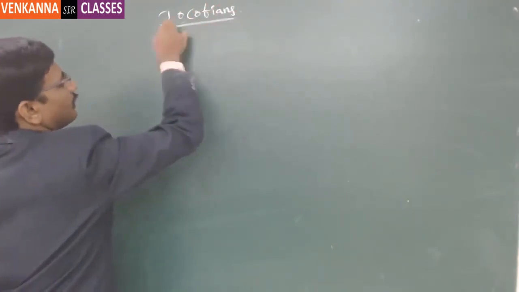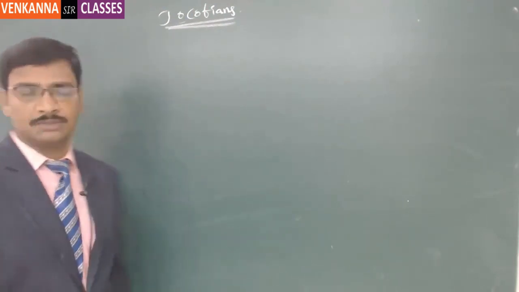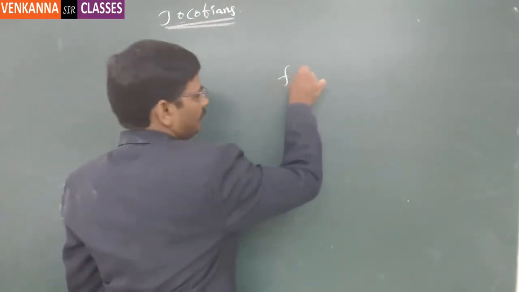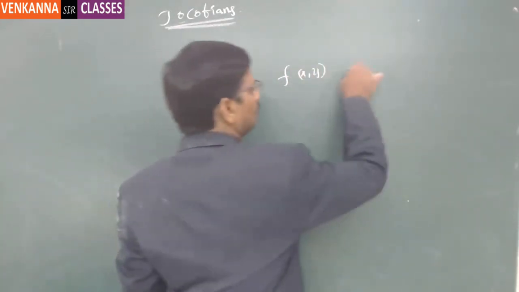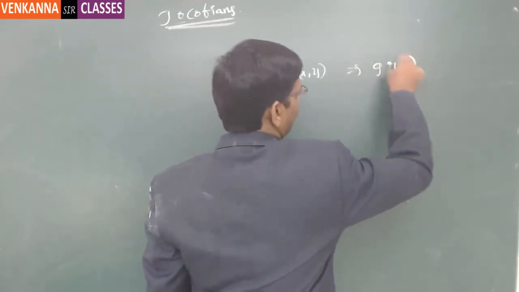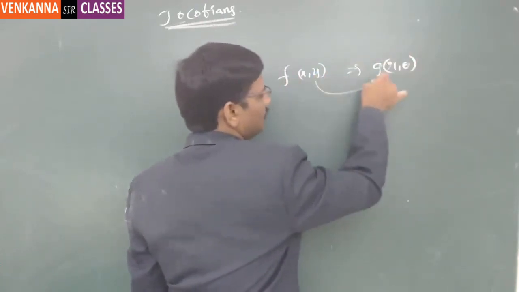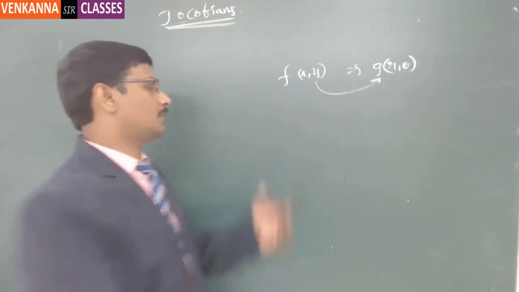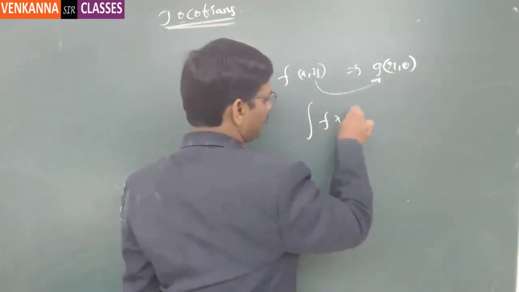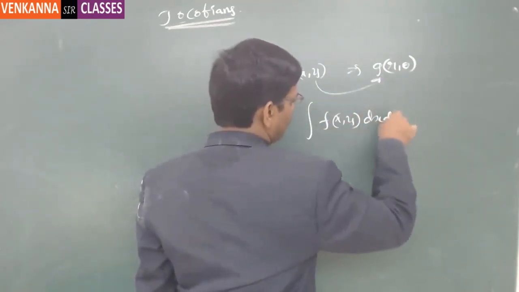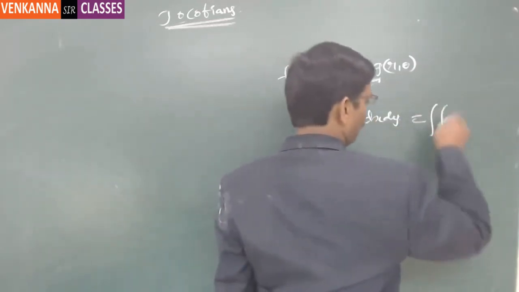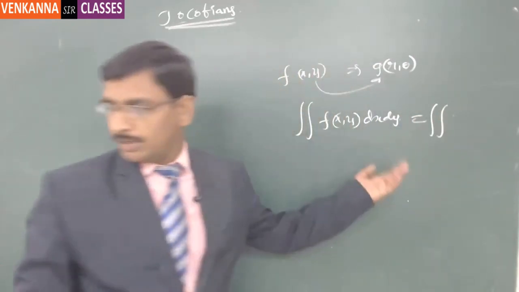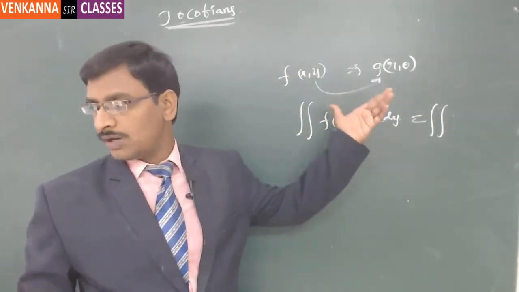So these Jacobians arise when we have the conversion from one coordinate system to another. Suppose we have the coordinate system x comma y, and you want to convert it into r comma theta. Suppose I have a double integral of some function f of x comma y dx dy. Now, if you want to convert this double integral into a double integral again, but with a different coordinate system.